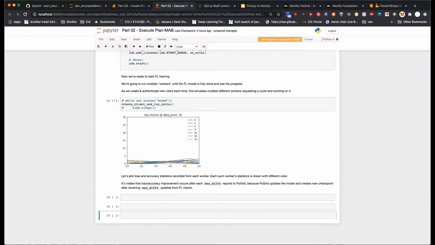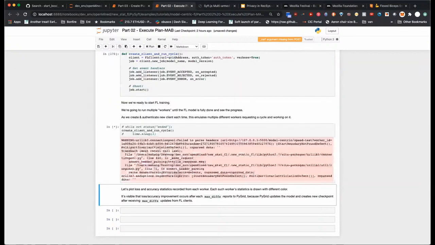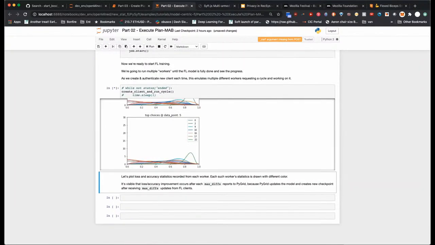So as you can see, we start with uninformed data priors, and very quickly we're starting to figure out, hey, one of these options is definitively better than the others. So let's see that again. This is how it looks.